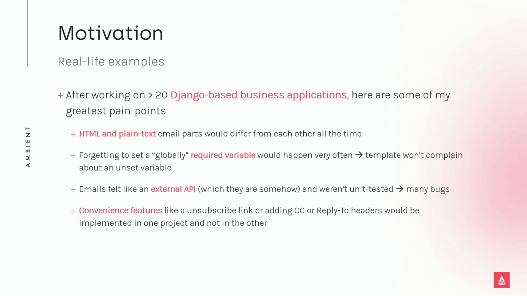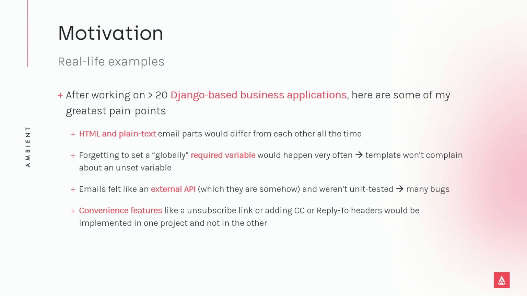Over the last 11 years-ish, I've worked on about 20 Django applications, more or less. And the things that I found most tedious about working with emails or implementing emails were basically always the same. You would have an HTML part and a plain text part. The plain text part is just for legacy reasons, and it's kind of the protocol. You have to have it, but it's not DRY. It means you have two templates. You have to maintain them separately.